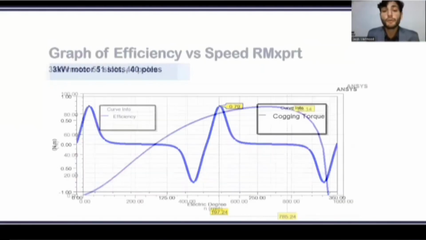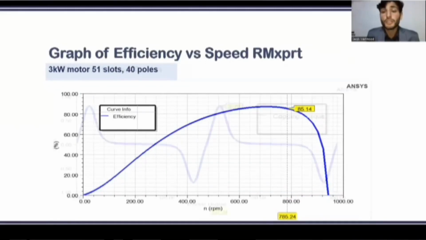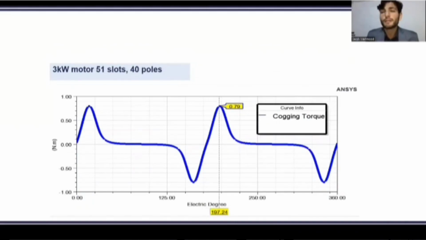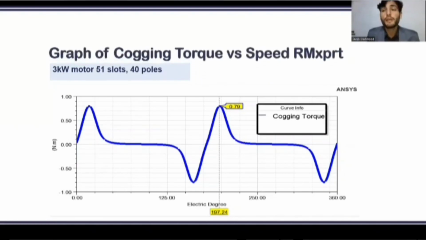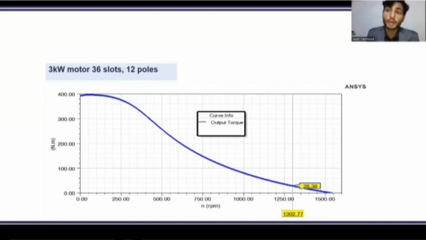From this graph we can see that it has a 36 or up to 37 Newton meter torque, and this cogging torque of 0.79 cannot affect the net torque as much as in the previous model. So this model is good because it gave us high efficiency of greater than 85% at the rated speed, and gave us 36 Newton meter torque.